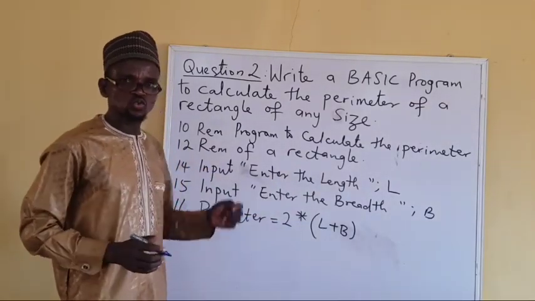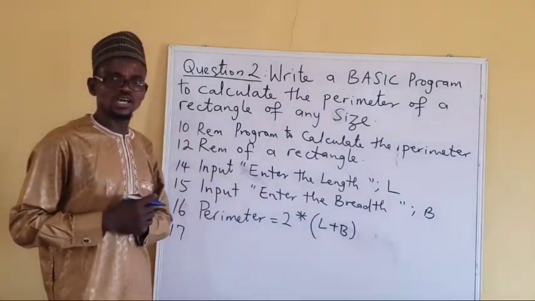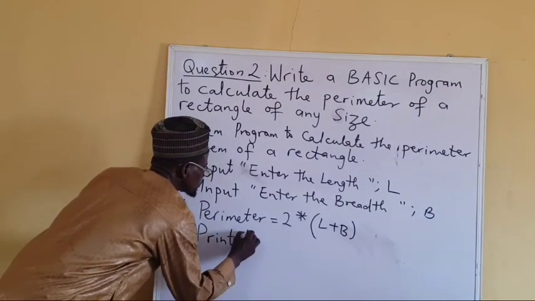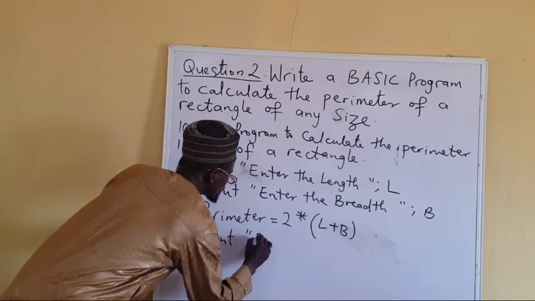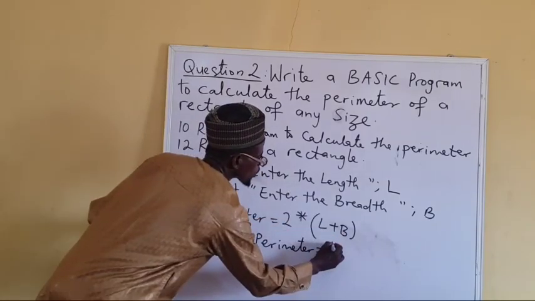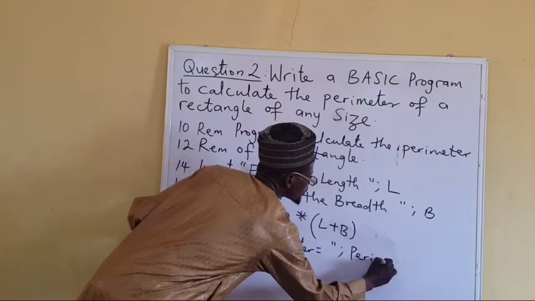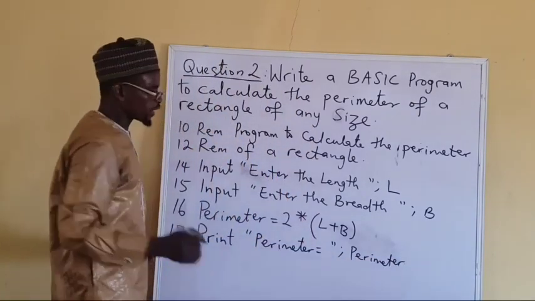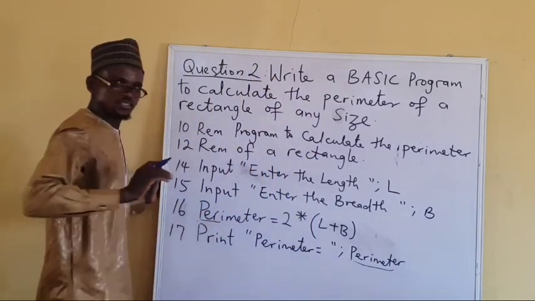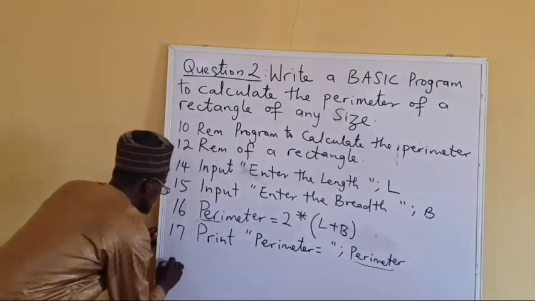So the next thing is to allow the computer to print the result on the screen. What statement do we use to do that? Print statement. Good. Print, open double quote, perimeter is equal to, give a little space, close the quote, double colon, then perimeter. Don't forget, you have to write this perimeter the same way you wrote it here. That is very important. The next thing is to end the program. 18. End.